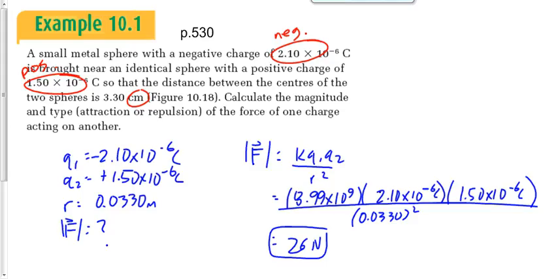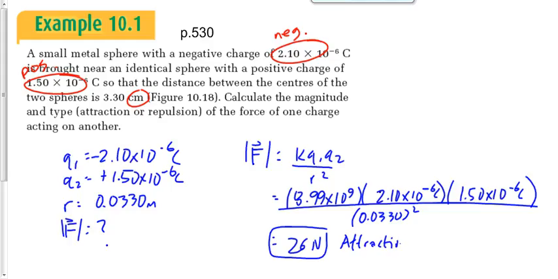Now, is it attractive or repulsive? The equation doesn't tell us if we don't plug in the sign of the charge. How can we figure out whether it's attractive or repulsive? It's the easiest question in the world. One's positive and one's negative. It's got to be attractive, right? Opposite charges attract. See what I mean?